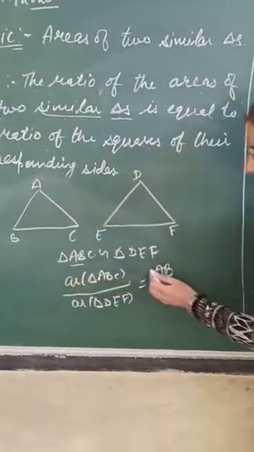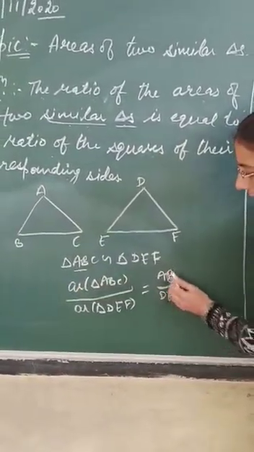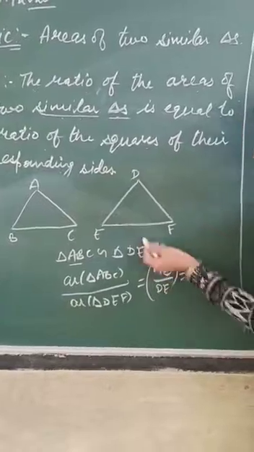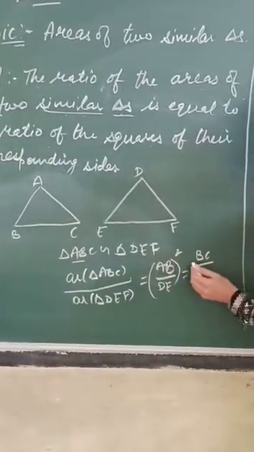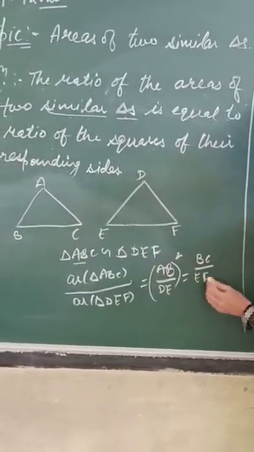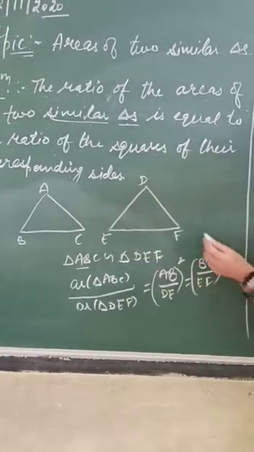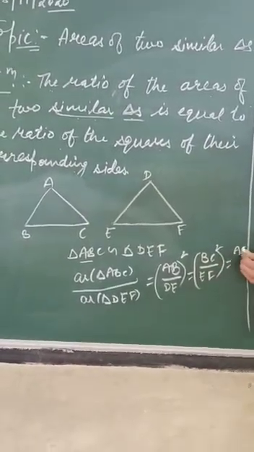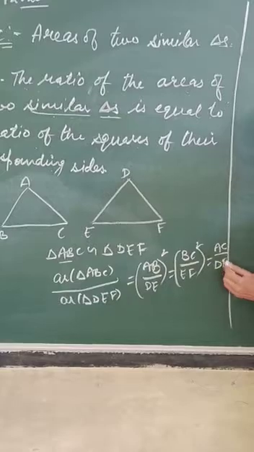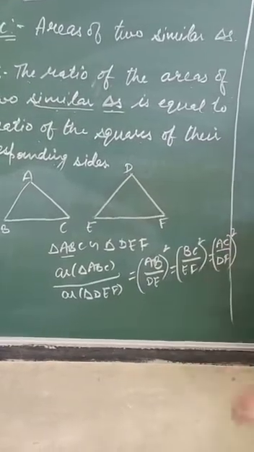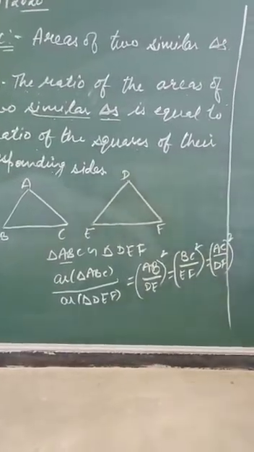If I take AB, it corresponds to DE, squared. Or we can take another side, BC upon EF, squared. Or we can take AC upon DF, squared. Okay, this is the concept of this theorem.